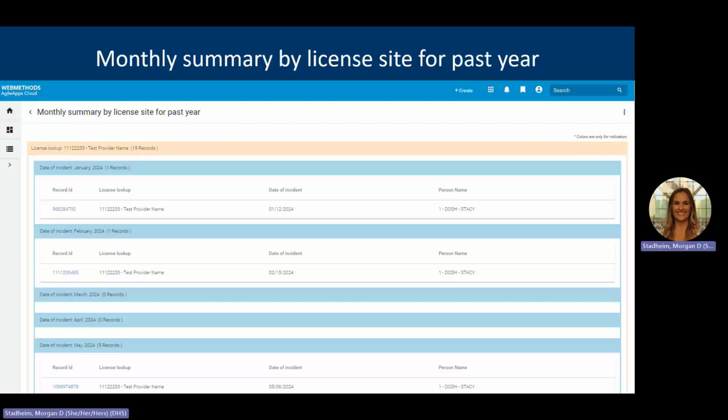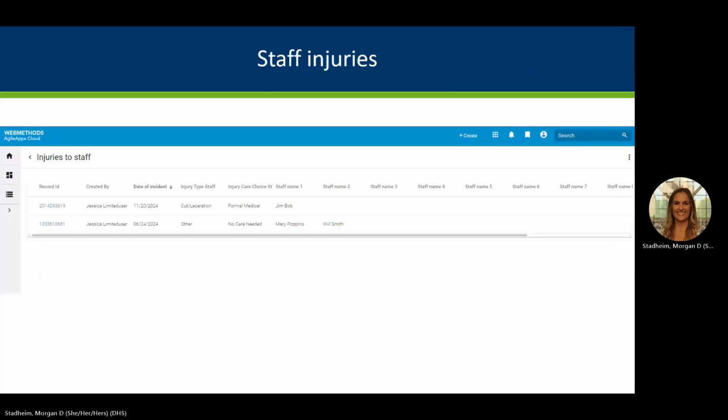This next report, titled Monthly Summary by Licensed Site for Past Year, can help supervisors and managers determine which sites might be struggling and need additional support and resources. This report will be most useful to service providers when staff enter a service or site-specific license number on a BIRF instead of a broader parent license for the organization.